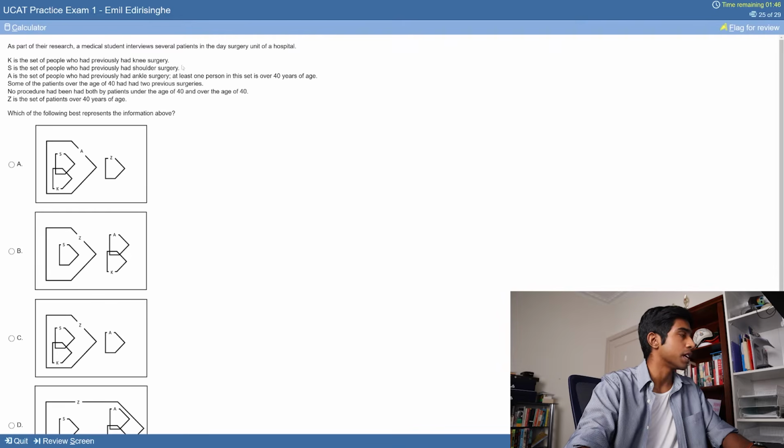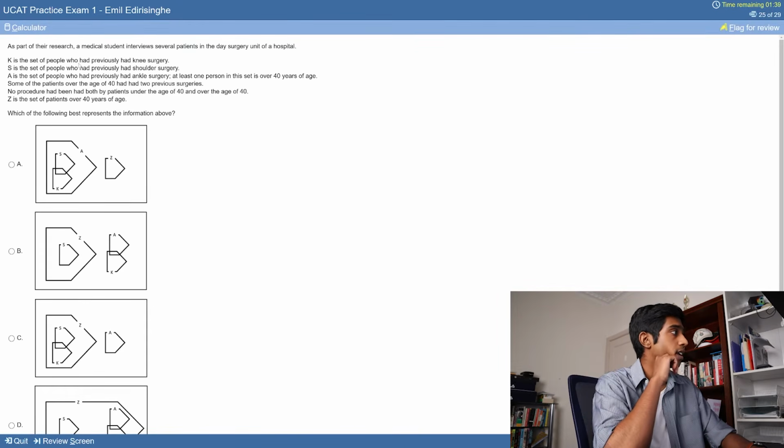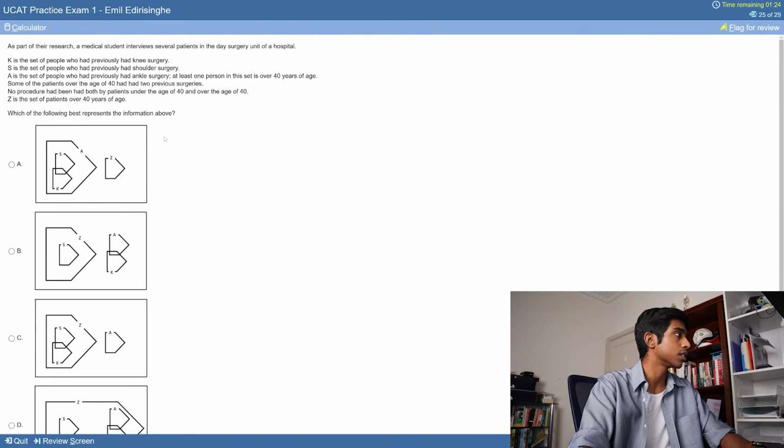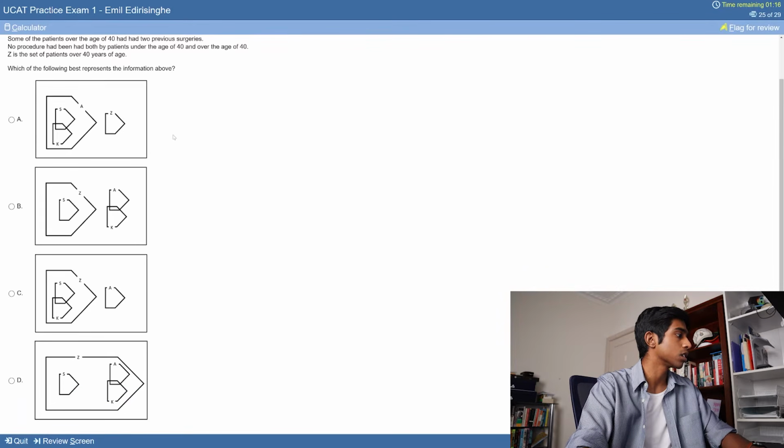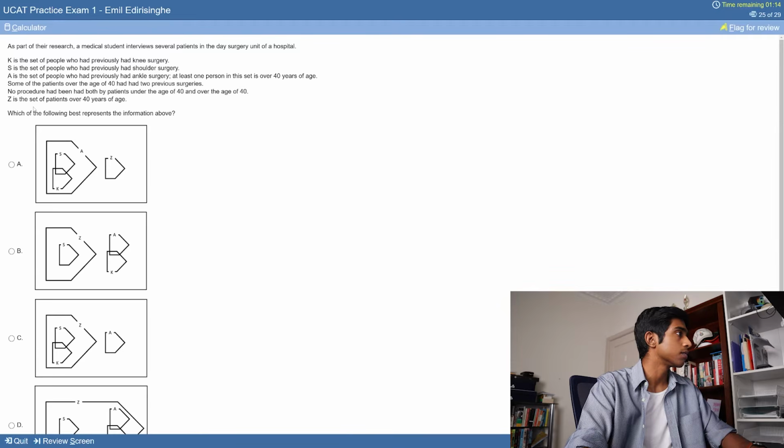Medical student interviews several patients in the day surgery unit of a hospital. K is the set of people who previously had knee surgery. S is the set of people who previously had shoulder surgery. A is the set of people who had ankle surgery. At least one person in this set is over 40 years of age. Alright. Some of the patients over the age of 40 had 2 previous surgeries. Z is the set of patients over 40 years of age.